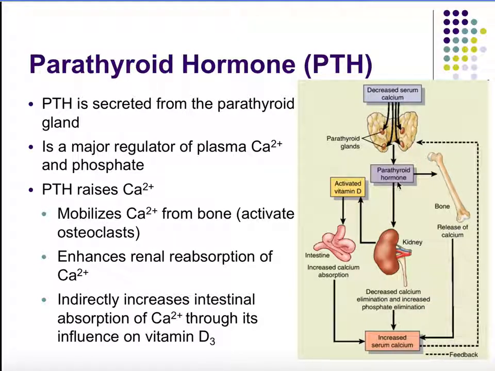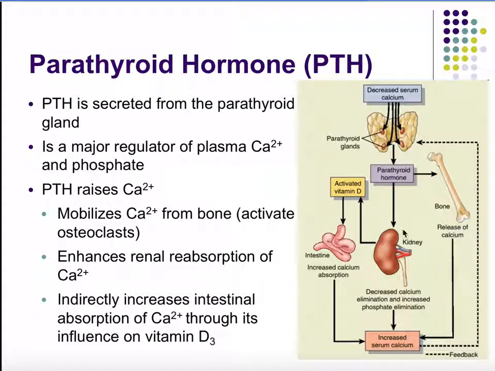So parathyroid hormone raises our serum calcium level. So it raises blood calcium level. Knowing that, it's pretty easy to figure out what happens in each of these areas. So what would parathyroid hormone have to do to our bones to raise blood calcium? It would have to cause it to break down so that calcium is released from our bone. So it'll activate our osteoclasts, which are our bone breaking cells.